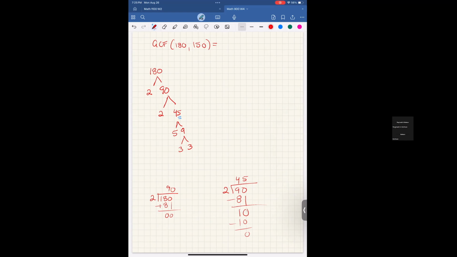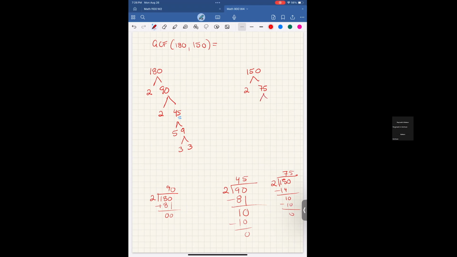Next, if we want to find the GCF of 180 and 150, we would list out the factors of 150. And here as well, 2 will divide 150. 2 goes into 150 should go 75 times, but we can go ahead and check that. 2 into 15 goes 7 times. 7 times 2 is 14. Subtract. 2 into 10 goes 5 times. 5 times 2 gives you 10. There we are. Subtract gets you 0.